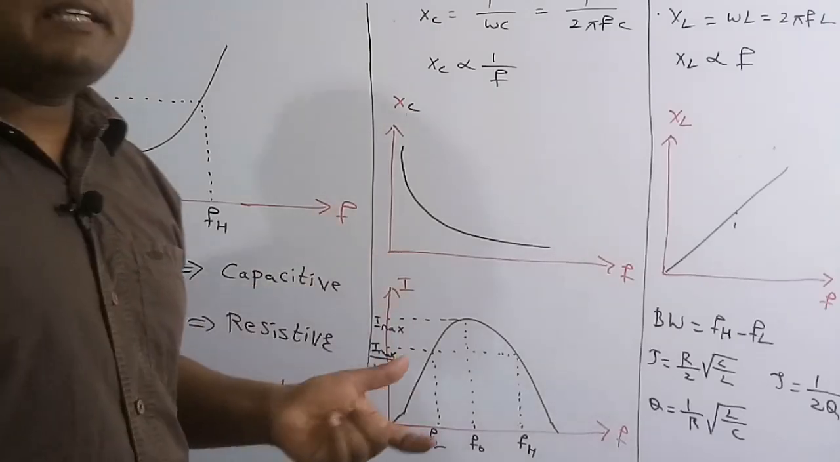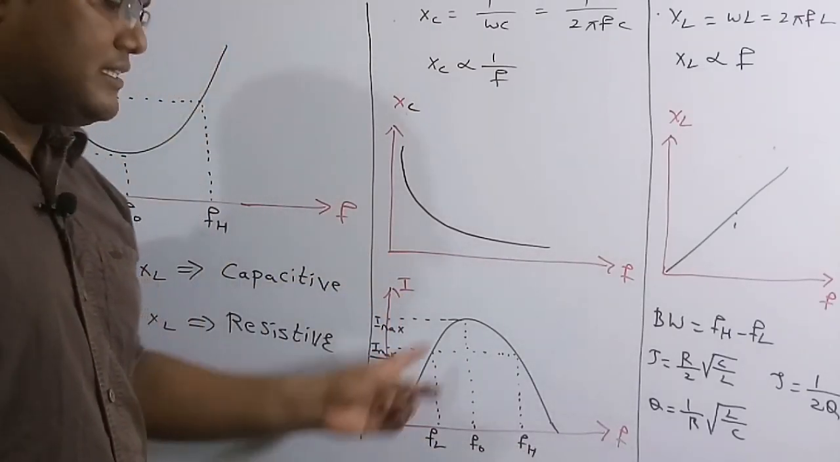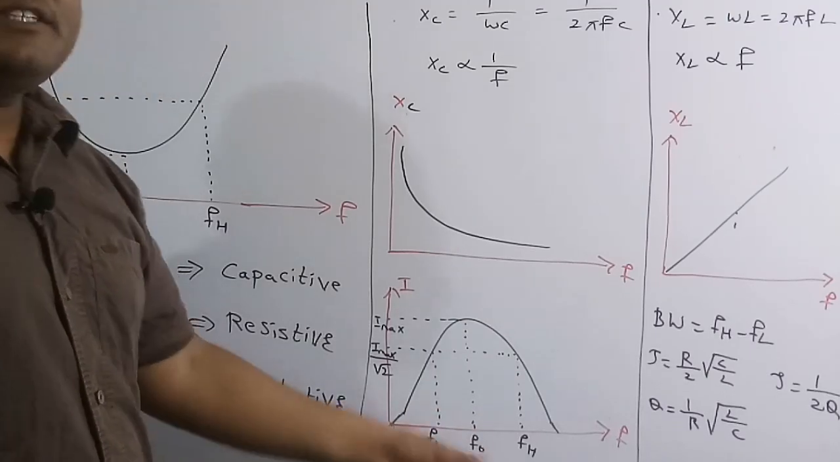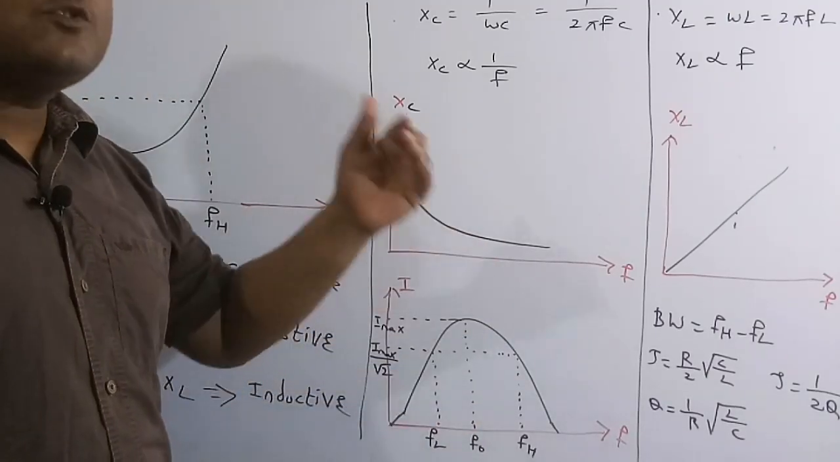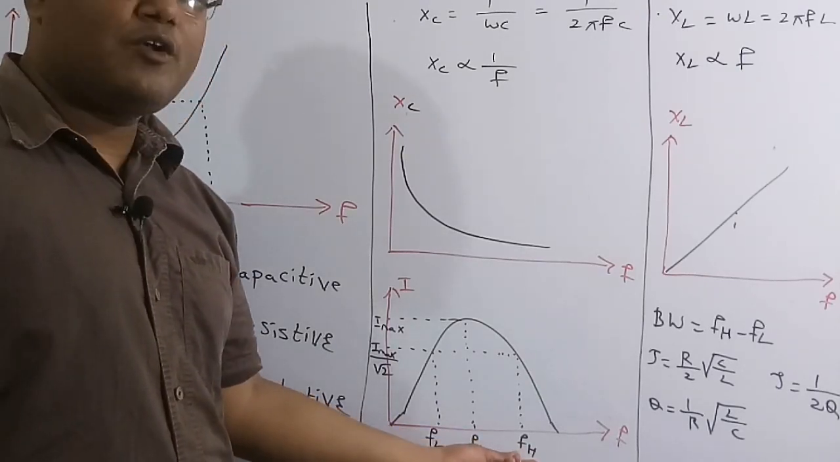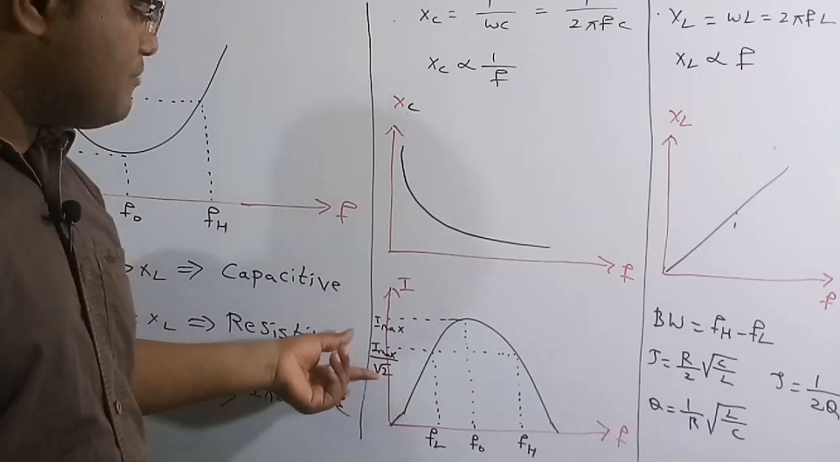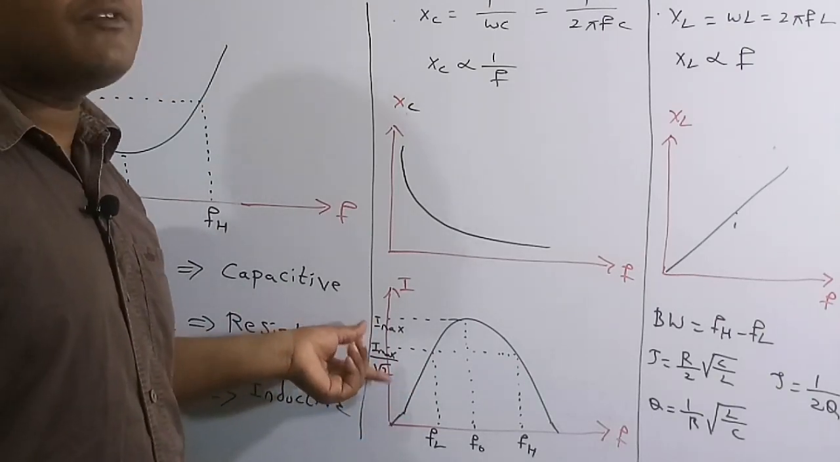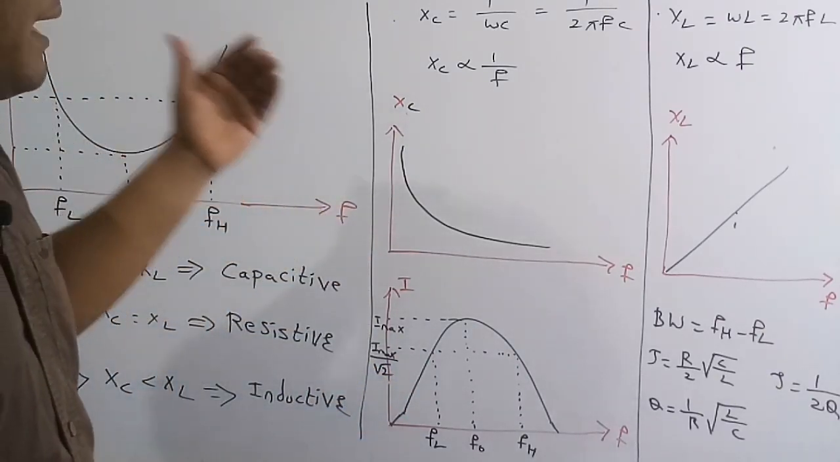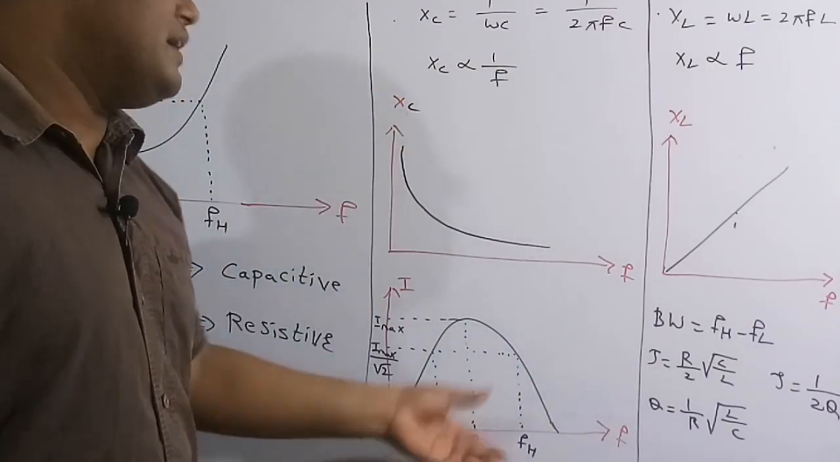If you want to know the current diagram in the RLC circuit, the current is going to follow this shape. At resonant frequency the current will be very high because the impedance is very low. At the lower half power frequency and the higher half power frequency, the current magnitude will be I max by root 2, because at this value of current we get half of the maximum power. So we get half the maximum power at these two conditions.